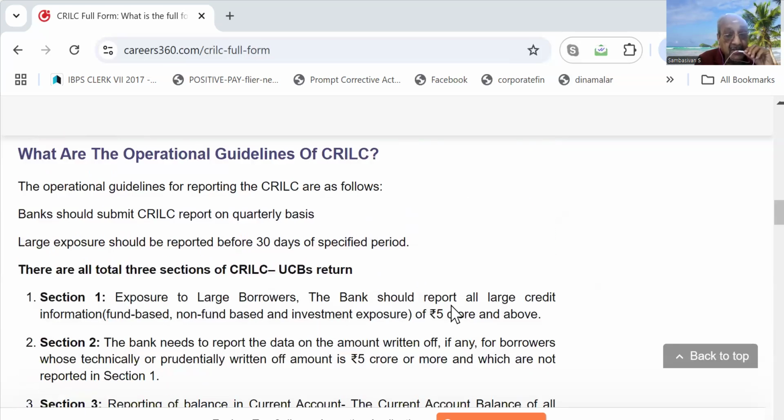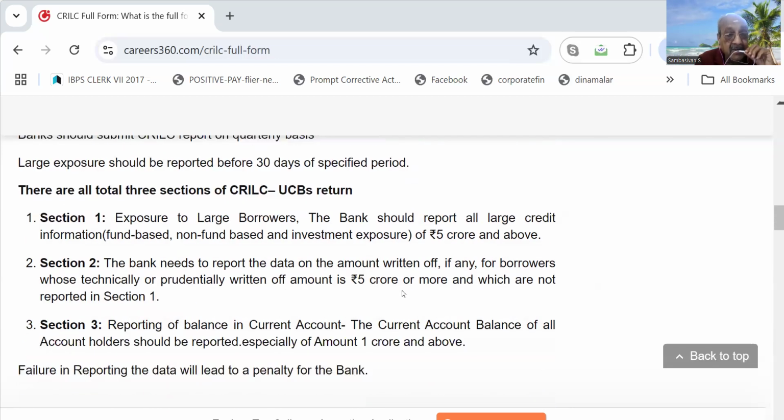What are the operational guidelines for CRILC? Banks should submit CRILC on a quarterly basis. Large exposure should be reported within 30 days of the specified period. There are three sections of the CRILC UCB's return.